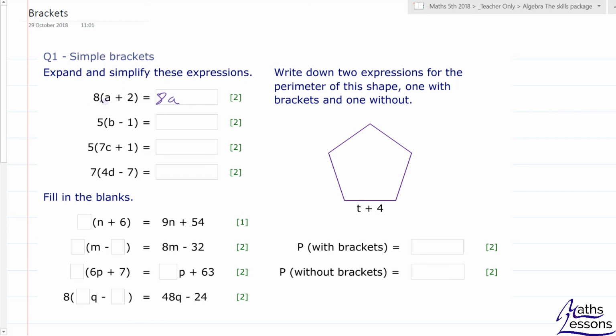I get 8a times this out, 16. 5 times b is 5b minus 5. 5 times 7 is 35c plus 5. 7 times 4 is 28d minus 49. What are we doing here? We're factorising. 9 times n gives 9n. That gives me that. I'm going to take out a factor of 8. 8 out of 32 is 4 in here.